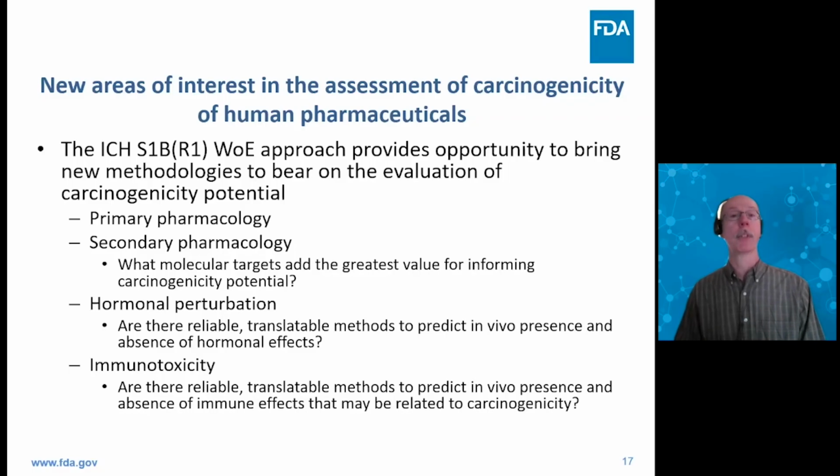One of the assessments that's conducted as part of the weight of evidence is whether there's any hormonal perturbation. And so I think we can ask the question, are there reliable translatable methods to predict in vivo presence and absence of hormonal effects? And likewise with immunotoxicity, are there reliable translatable methods to predict in vivo presence and absence of immune effects that may be related to carcinogenicity?